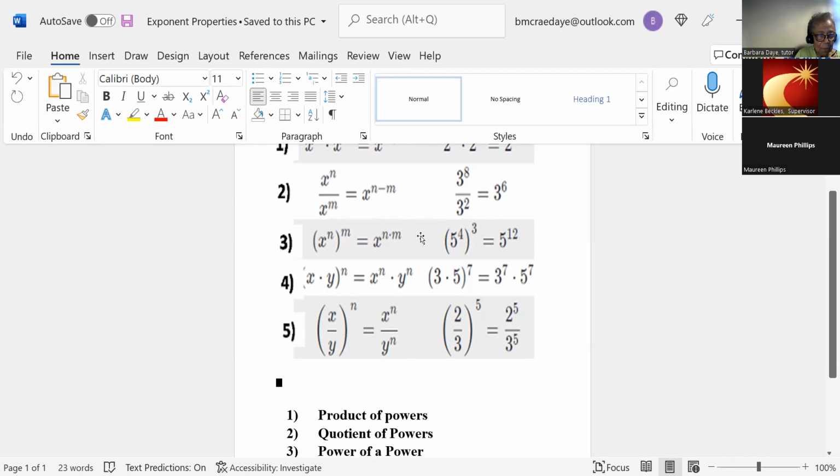You put them over the 5. 5 to the 12th power. How did you get 5 to the 12? Because we multiply the 3 by the 4. Very good. And they had the 5 there. Yeah, the 5 is the base. So you multiply 3 times 4, and you got 5 to the 12th.